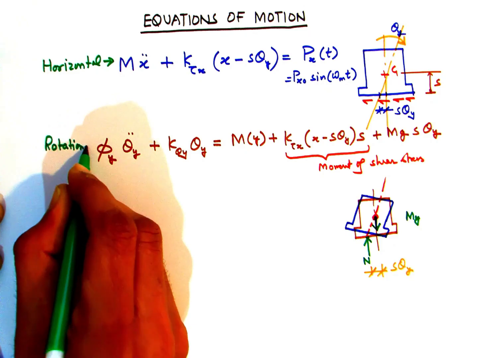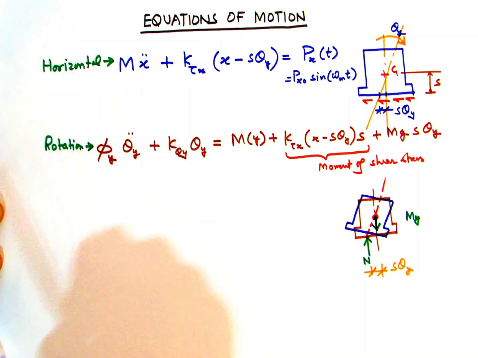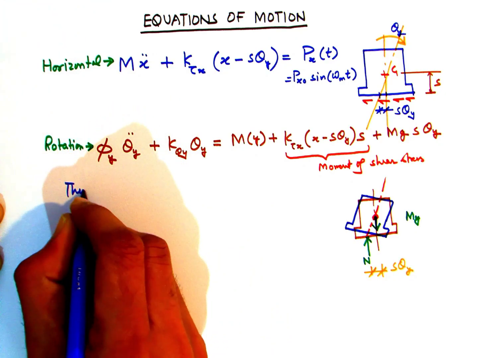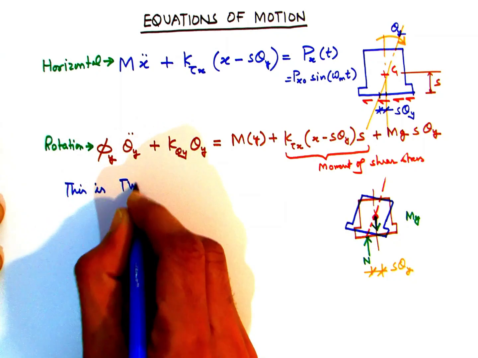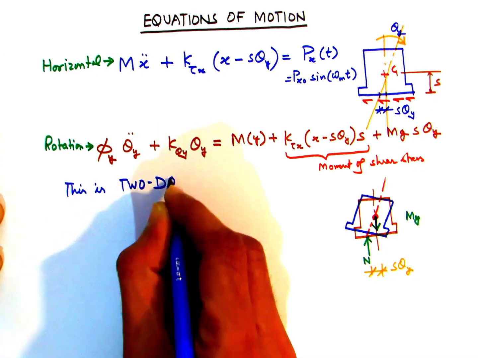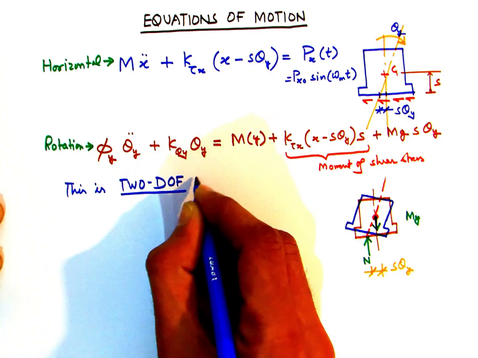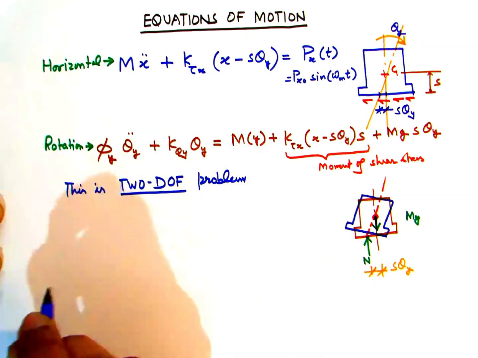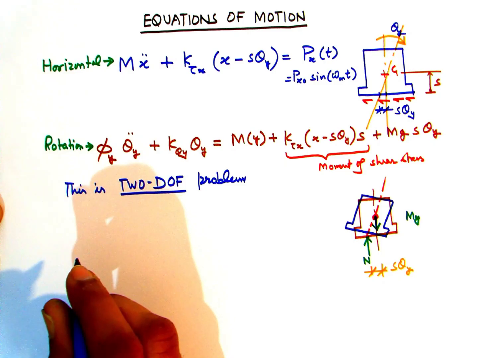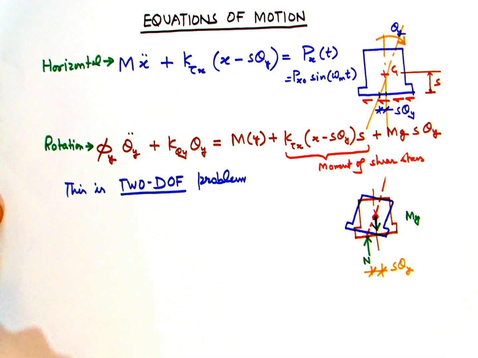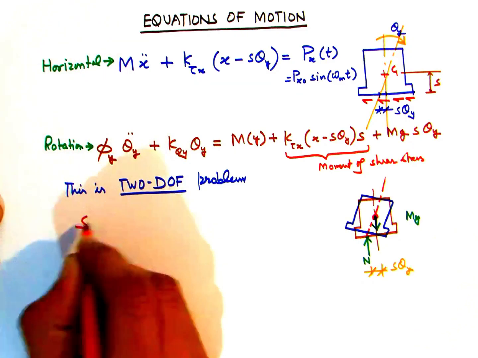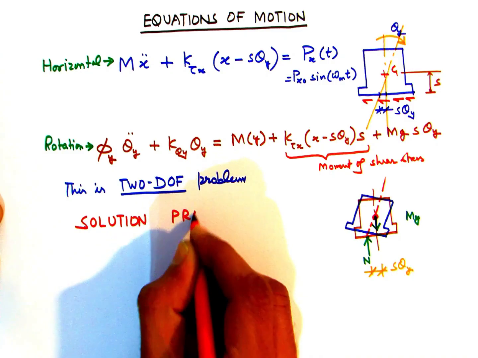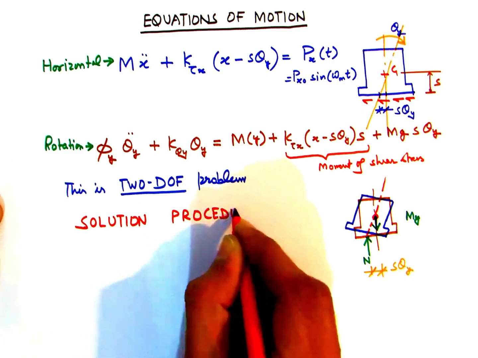So now we have the two equations, one for the horizontal vibrations and the other for the rotation, and because in the equation for the horizontal motion we have the term theta y, and similarly for the equation concerned with rotation we have the term x, that's why this is a 2 degree of freedom problem. The two motions, the horizontal sliding and the rotation, are mathematically shown to be coupled. So let's see the solution procedure.